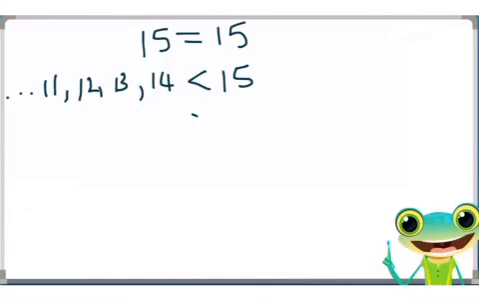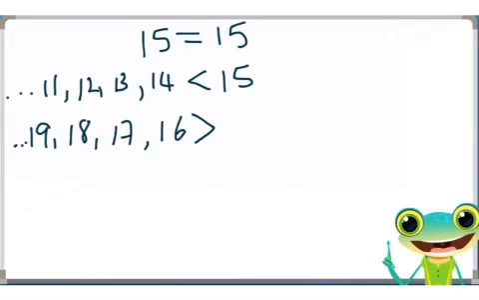Alright. Now what if Pinky scores more than 15? Therefore, it could be 16, 17, 18, 19. Alright. So that reads more than 15.